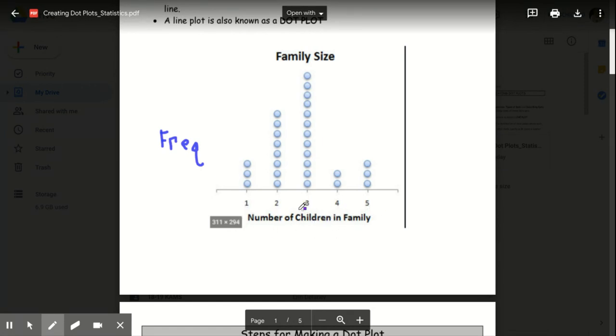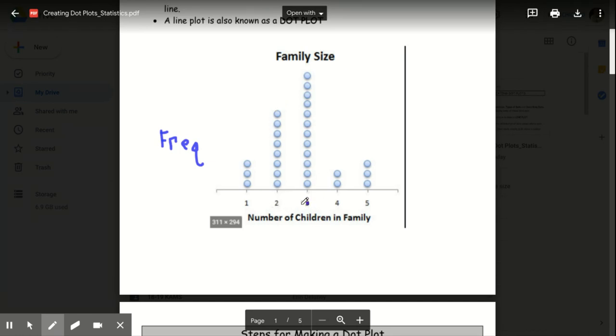Number of children in a family. Oh, two. Two kids in a family. How many families had 2 kids? One, two, three, 4, 5, 6, 7, 8. There were 8 families that had 2 children.